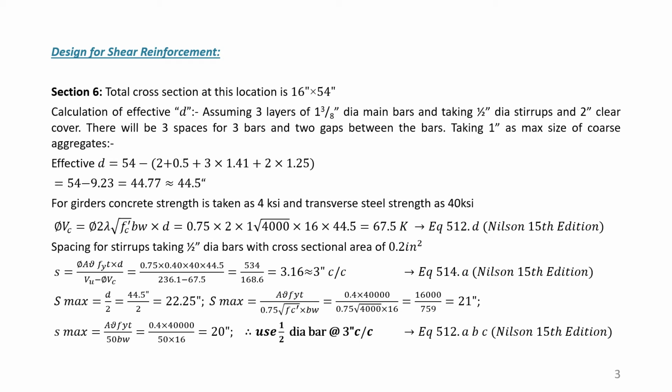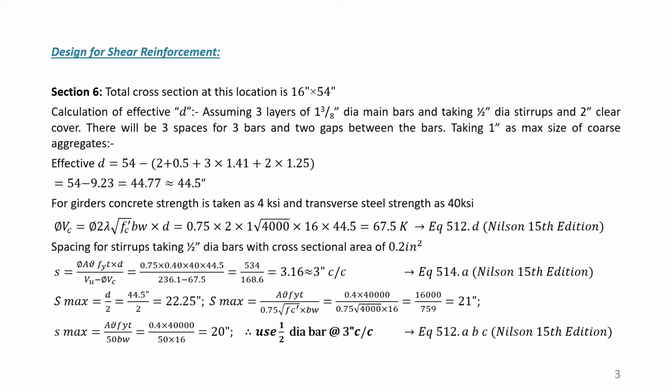First of all, for shear we have to use a phi value, phi Vc. Phi for shear is 0.75. In the next portion you can see this. For phi we have used 0.75. For shear, phi value is 0.75. For moment, phi value is 0.9.